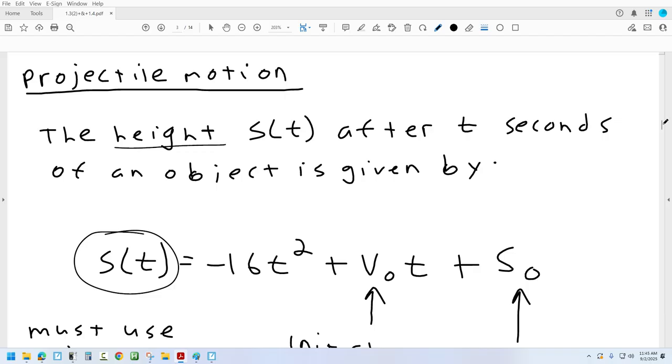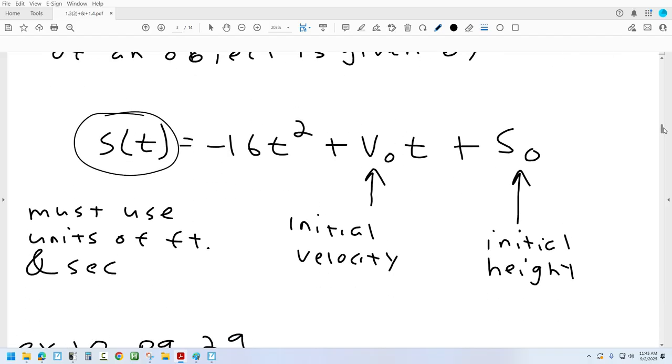Now, the height depends on a few things. First thing it depends on is gravity. That's what that negative 16 is. If you do this in physics, you might see a different number there. It depends on the units you use here. Since we're using feet and seconds, we have to use negative 16. That's what we always use. So the first part is negative 16t squared.